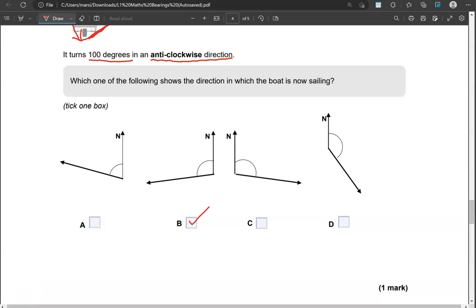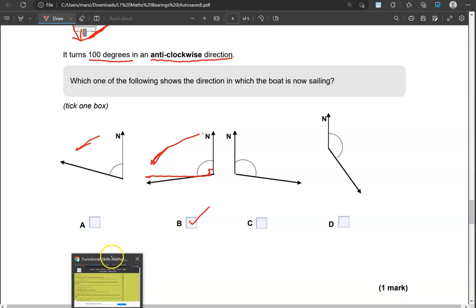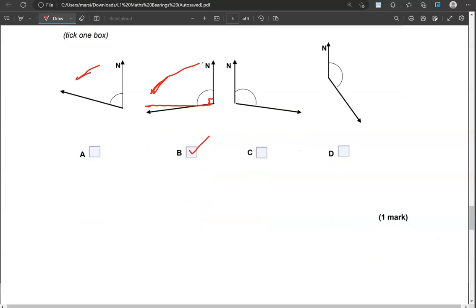And that's option B, because as you can see, it's anti-clockwise and it's more than 90 degrees. 90 degrees would be somewhere here. This is more than 90 degrees. The other options are not correct. Looking at A, it is anti-clockwise, but it's less than 90 degrees. Looking at C, it is clockwise, so not anti-clockwise. And D, it's clockwise as well. So the only correct option is B.